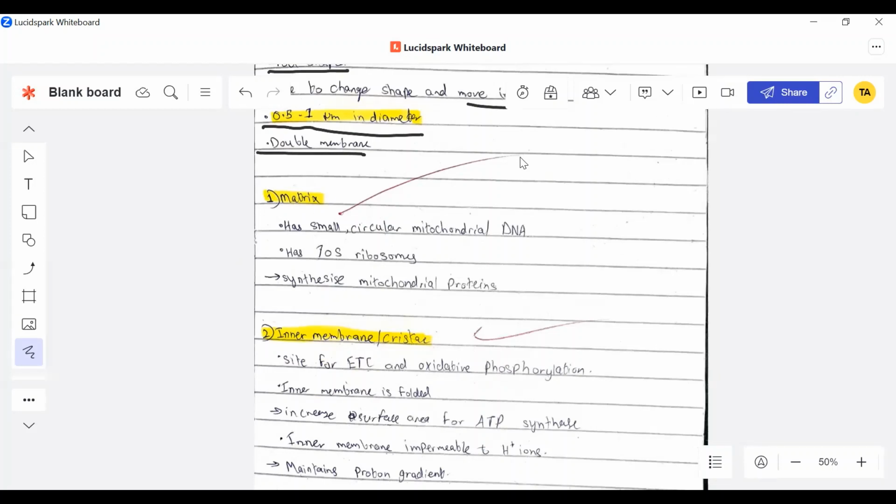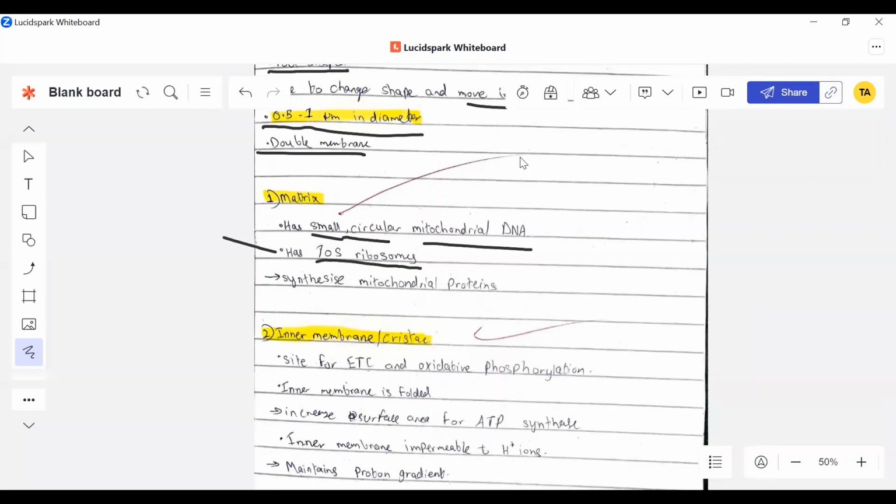So the first thing that my mitochondria has is the matrix. The matrix has small circular mitochondrial DNA. It also has 70S ribosomes.